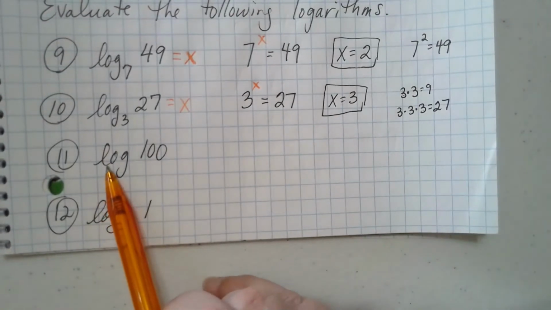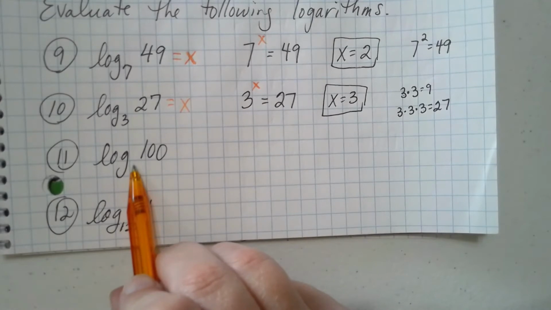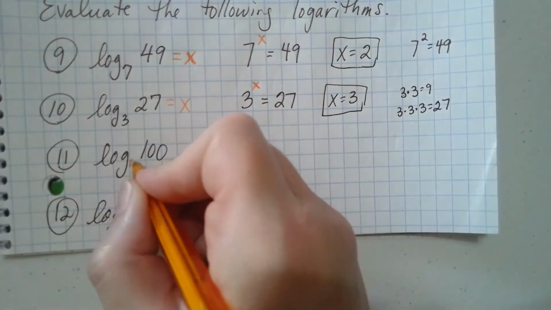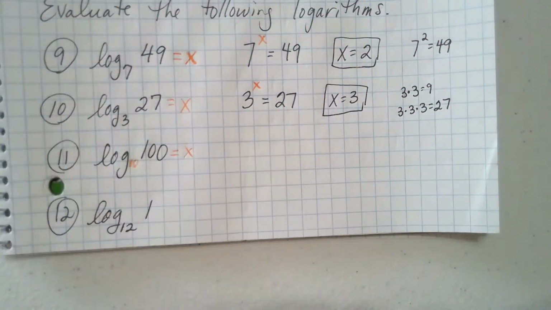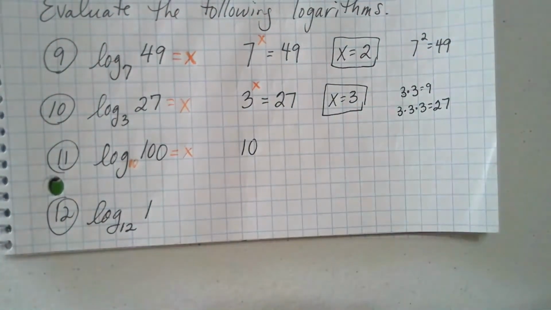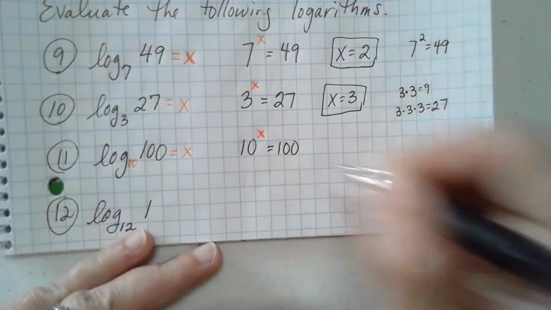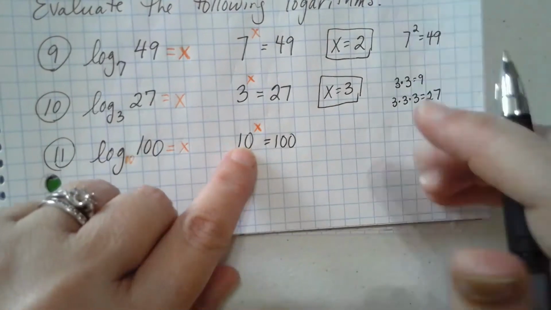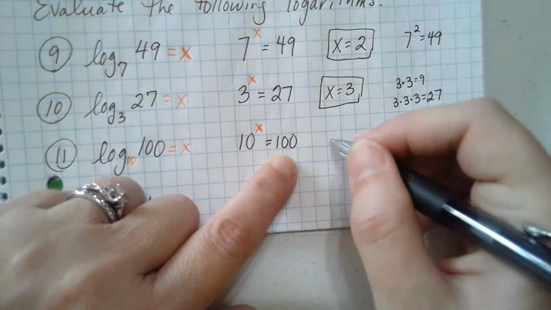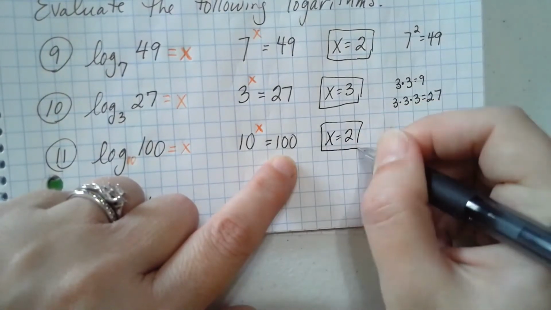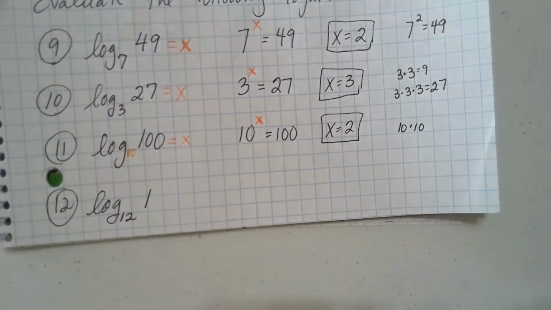Next, log of 100. So what base is right here that we don't see? A 10, because that's our common log, and then that's going to equal x. So we're going to have 10 to the x power equals 100. How many times do I have to multiply 10 by itself to get to 100? 10 times 10, right? You're not going to have ridiculously huge values here either. They're going to be kind of small.